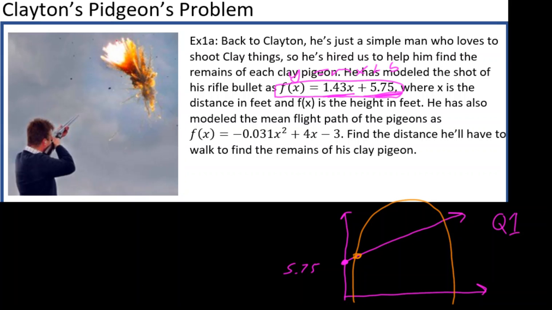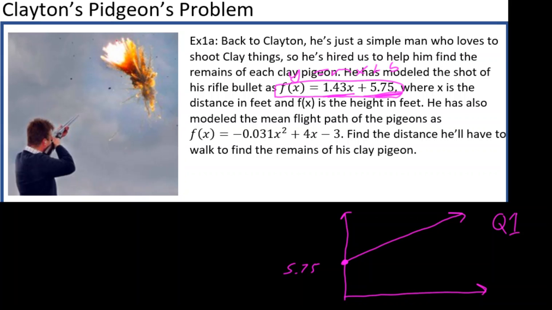Let me draw a second scenario. Maybe in relationship to Clayton, the clay pigeon is fired behind him, so it's like this. Here, Clayton would only have one shot at shooting it. We really don't know what kind of scenario we're dealing with. So I'm going to erase the quadratic just for now, and we'll revisit this graph here at the end.